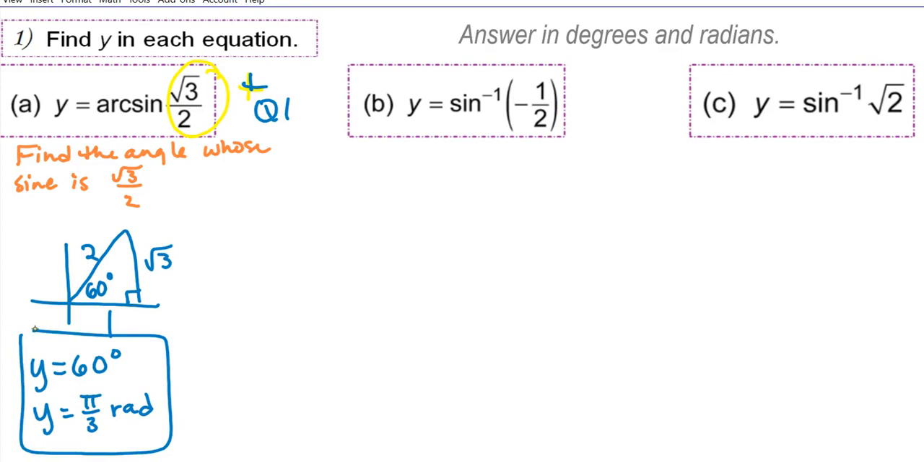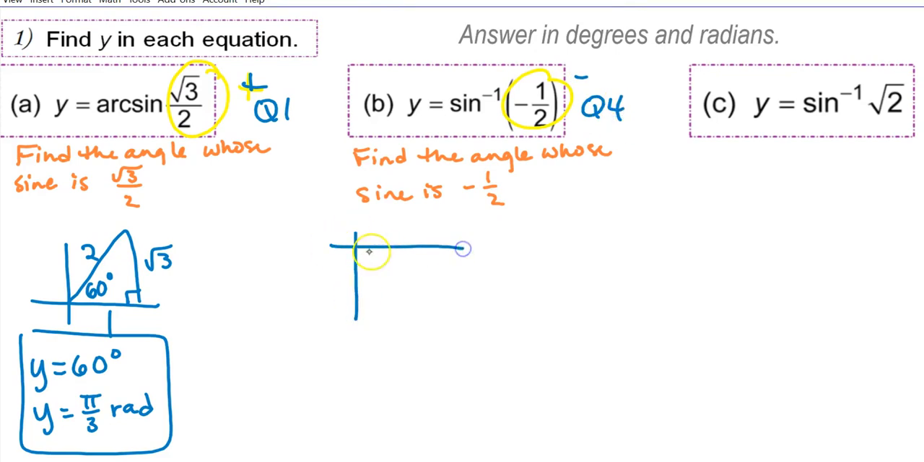Okay, part B. Find the angle whose sine is negative 1/2. Notice it's negative. Sine is negative in quadrant 4. So draw your reference triangle in quadrant 4.